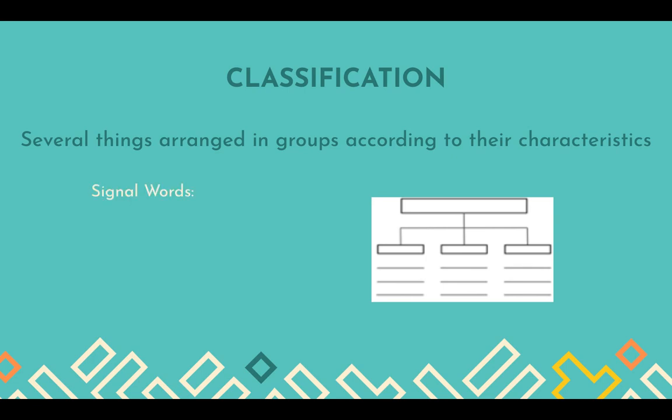Some signal words to look out for are the characteristics, an example, because it's giving you an example of why they belong in this group or that group, and for instance. That's just another way to say example.